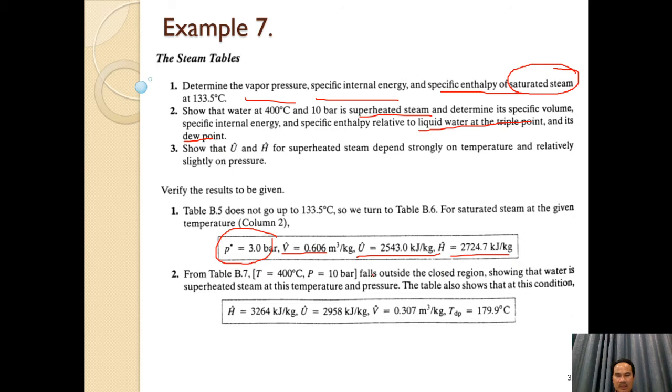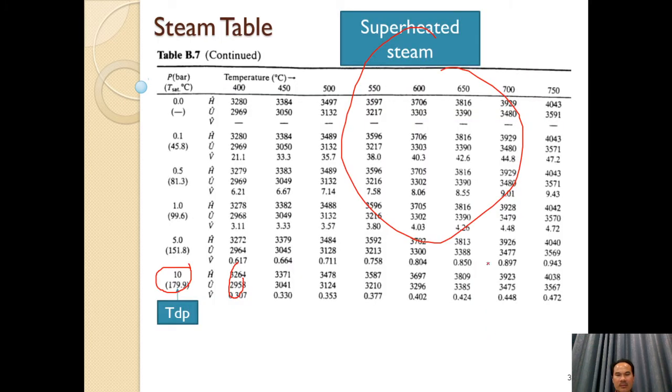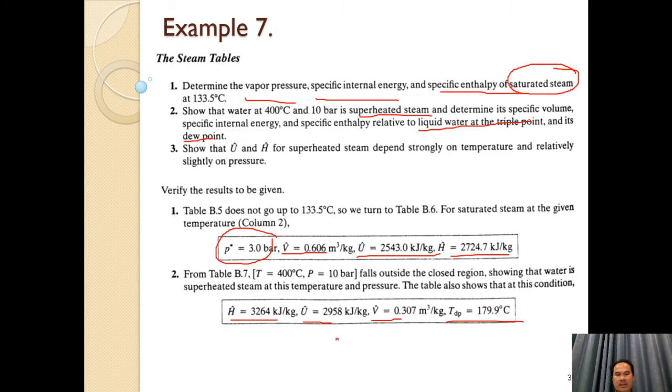It is superheated. And also the properties: enthalpy, internal energy, specific volume, and dew point temperature. Dew point temperature is the saturation temperature in the bracket. Can you see this table? This is the specific enthalpy, specific internal energy, and specific volume. That is the answer.